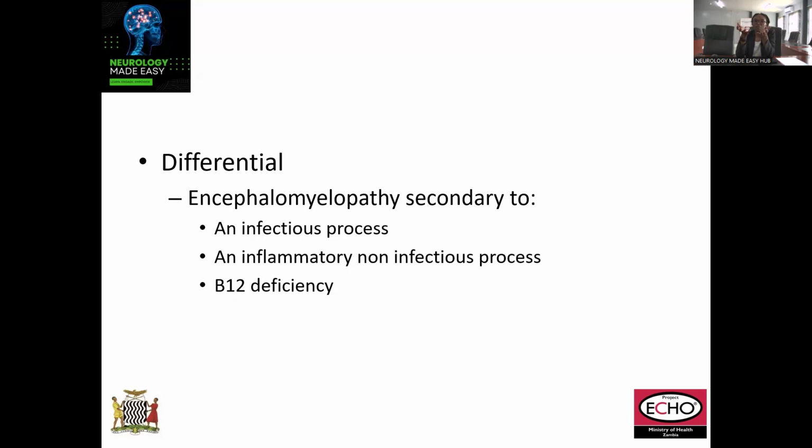And so you're thinking in terms of your differentials. I've got an encephalomyelopathy, which is secondary to, now you begin to think, is this an infectious process? It sounds like an infectious process. He's got fevers, he's got night sweats. You also know that he's HIV positive and is not compliant. Could it also be an inflammatory non-infectious process, something like neuromyelitis optica? But of course, there are other associated features that you might want to ask to support this diagnosis. Or is this a problem with B12 deficiency, which can also present with altered mental state as well as a myelopathy?